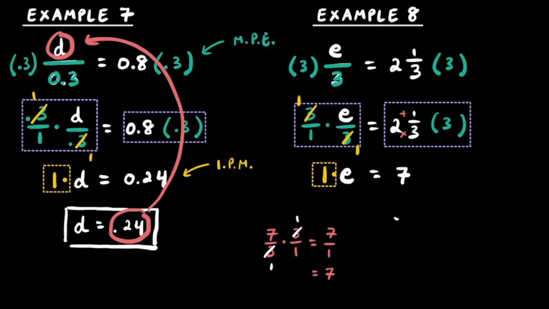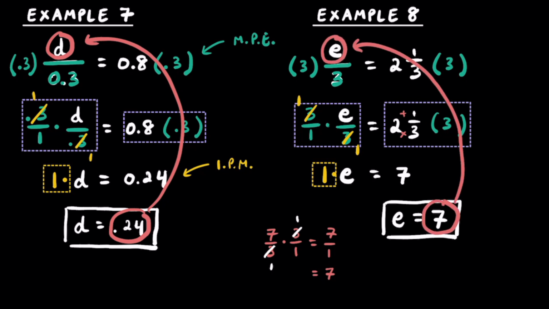Dropping that 1, we can say the value of e is equal to 7. There's our solution. This makes sense because if you take 7 and divide it into 3 equal parts, you'll have 2 1/3 in each of those parts. We used the multiplication property of equality when we multiplied both sides by 3, and we used the identity property of multiplication when we didn't write the 1 as a coefficient.